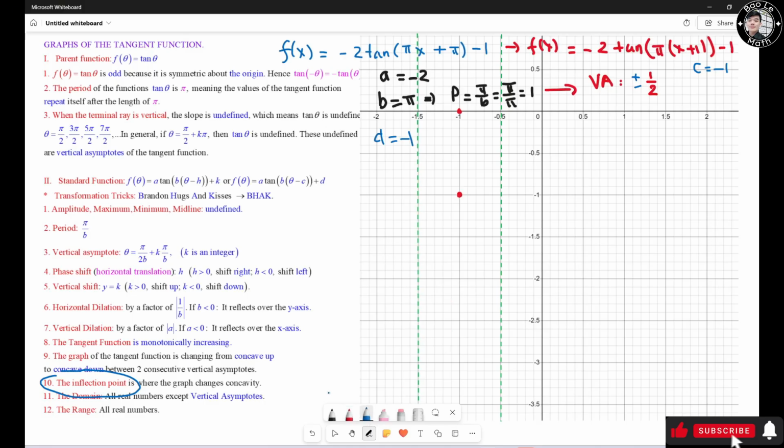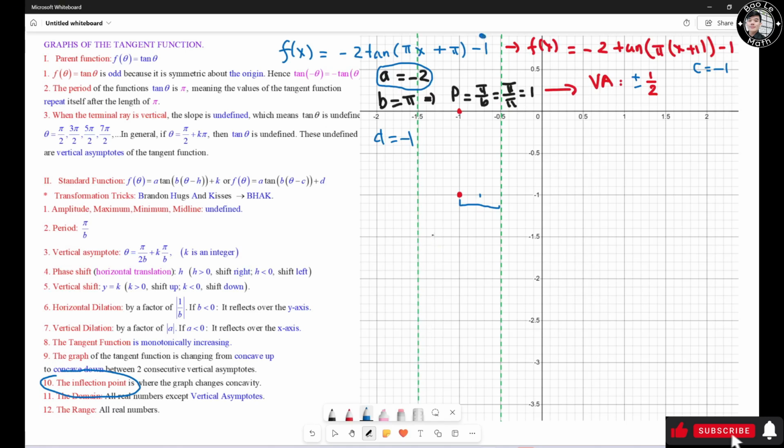Now we need to look at the vertical dilation right here. a equals negative 2. We look at the positive 2 first. In order to locate a equals 2 right here, we're going to divide the distance from here to here into half, so it should be right here. And then we go up by 2 units. So it's going to be half, 1, 1 1/2, and 2. So it's going to be right here.